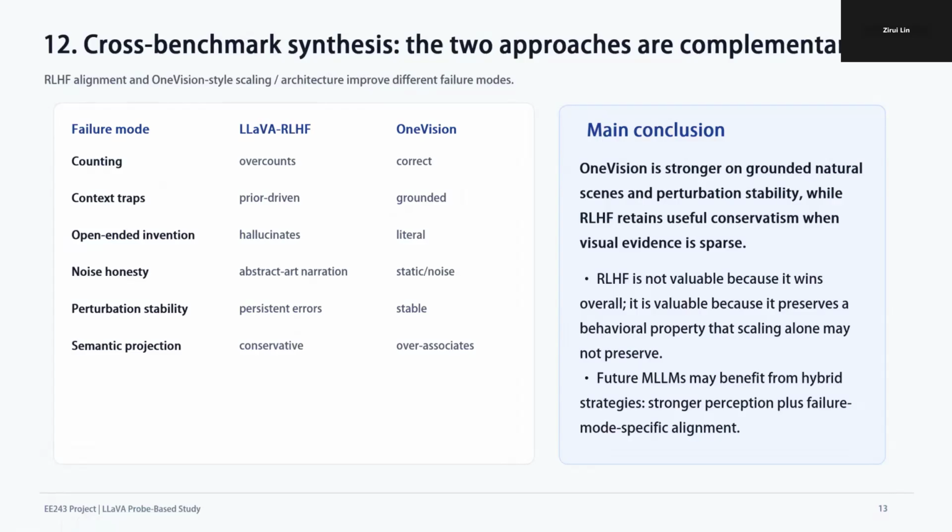Future multimodal systems may benefit from hybrid strategies: stronger perception plus failure-mode-specific alignment. Our experiment shows that multimodal hallucination should be decomposed by failure mode. One Vision is stronger on grounded natural scenes, while RLHF retains useful conservatism under sparse evidence.